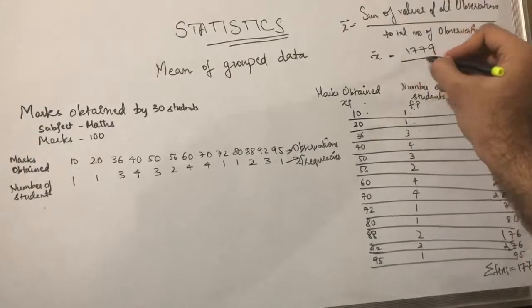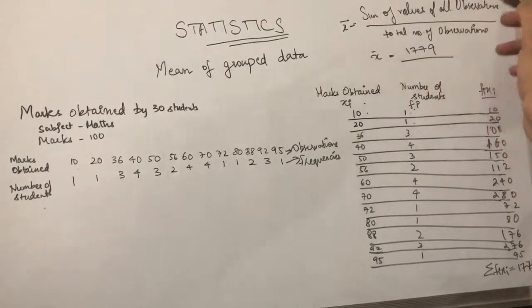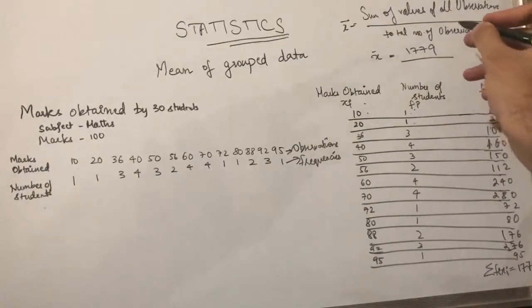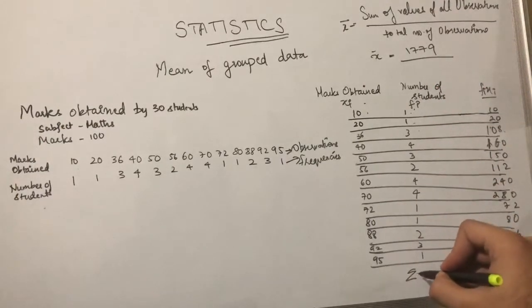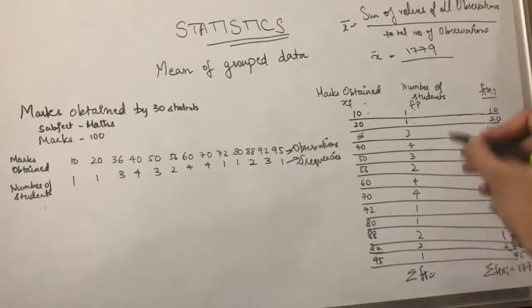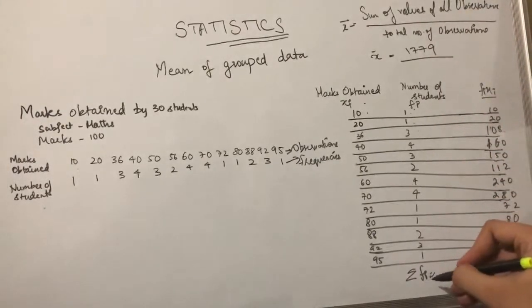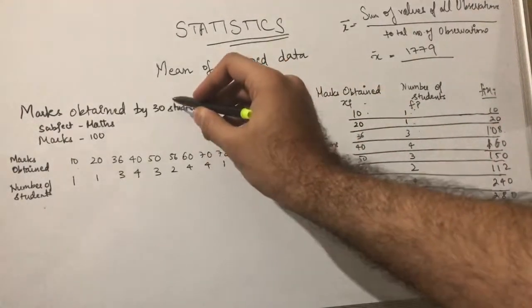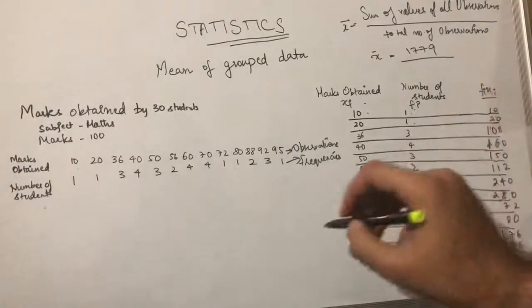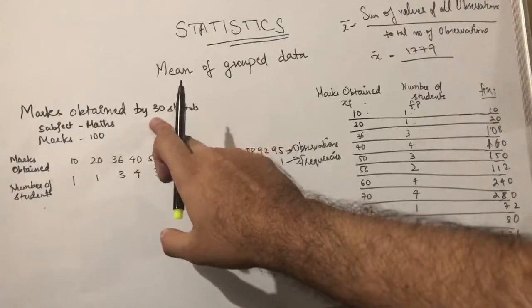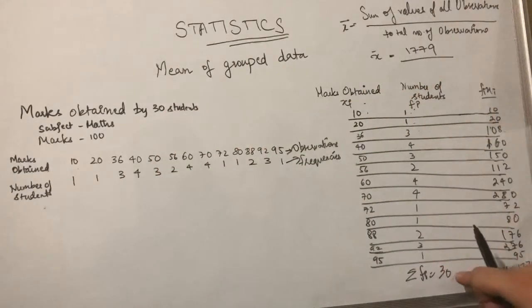1779 divided by, now what is the total number of observations here? The total number of observations would be the number of students, that would be the summation of fi, and we already know this is 30 students. It cannot be more than 30. We have taken the data for just 30 students, so this will be 30.